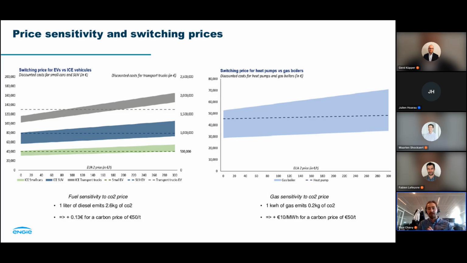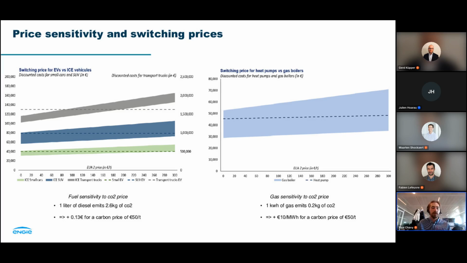And on the right chart, it's the comparison between heat pumps and gas boilers. The same analysis applies to heating systems, where the break-even depends on factors like upfront investments, energy consumption, electricity prices, and financing costs. First of all, what you can see is that the ranges are very wide, and the level of complete switching towards cleaner alternatives can be very high in terms of carbon prices.